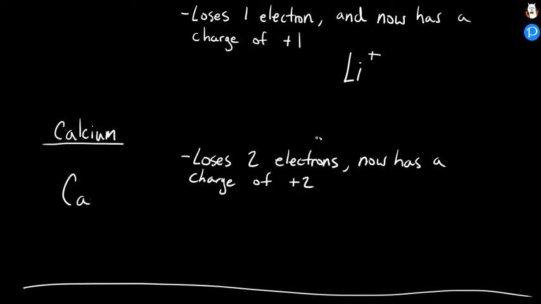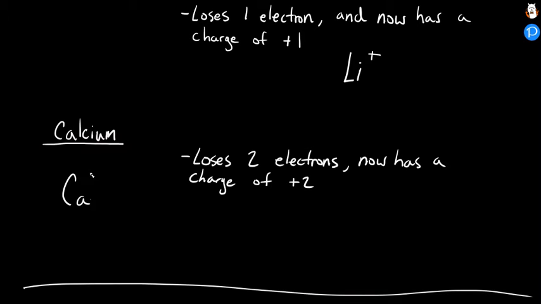And so the pattern we see here is for every electron you lose, that's how much positive charge you get. So if you lose 3 electrons, well, then your charge is going to be +3. If you lose 1 electron, it's +1. You lose 2, it's +2 is the charge that you now have, right? And so this calcium ion has a charge of +2.